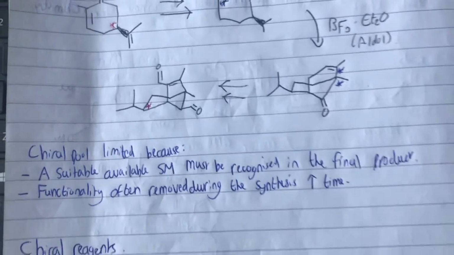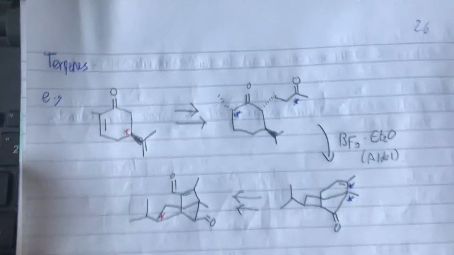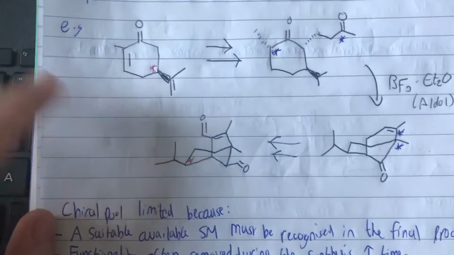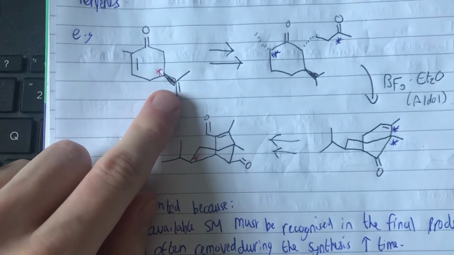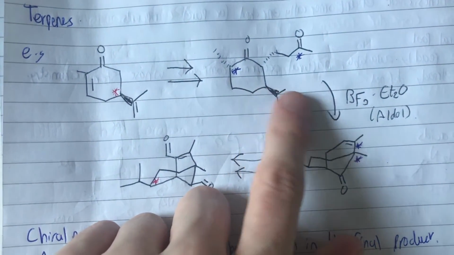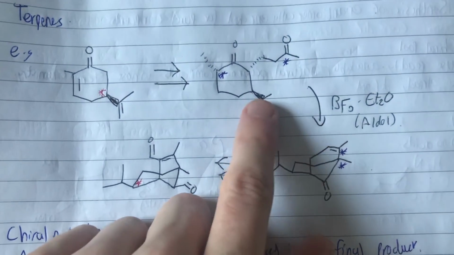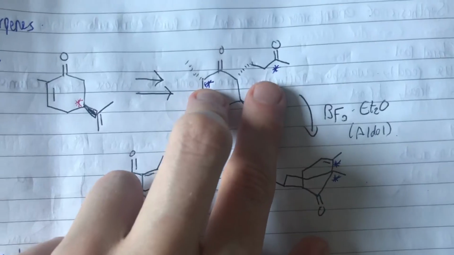Finally, you can use terpenes as well. Now, terpenes are these things here. As you can see, we've starred this chiral center here first. We then make this compound in a multi-step reaction. We've labelled these two centers.